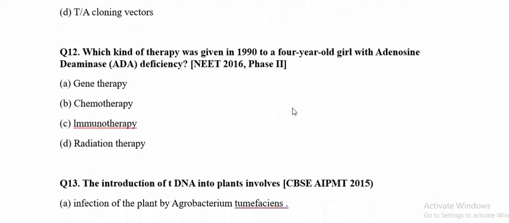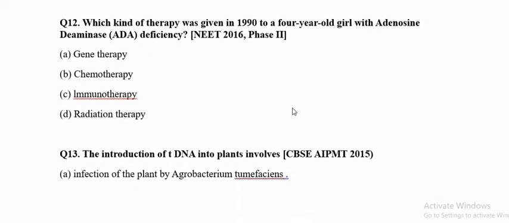Then going to question number 12, which kind of therapy was given in 1990 to a 4-year-old girl with adenosine deaminase deficiency? Options were: option A, gene therapy; option B, chemotherapy; option C, immunotherapy; option D, radiation therapy. So option A, gene therapy is the correct answer, because I will show you what gene therapy is and how it occurs. The technique of gene therapy I will show you here. What happens in gene therapy?